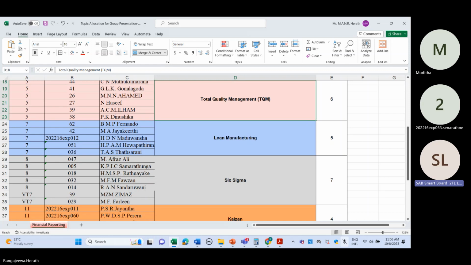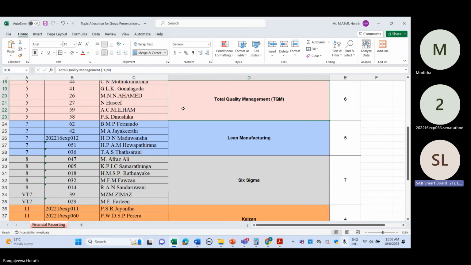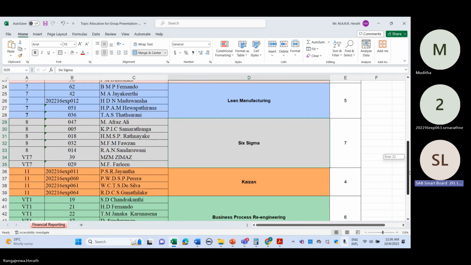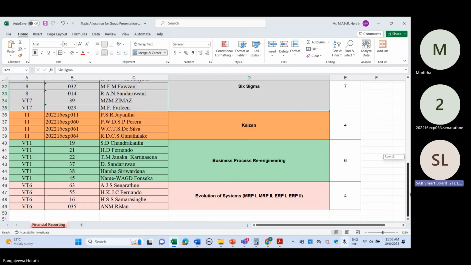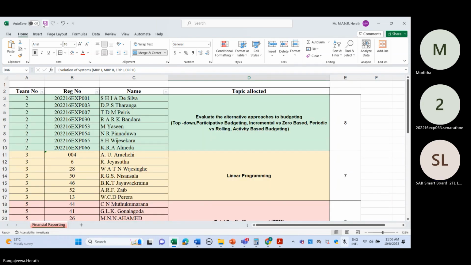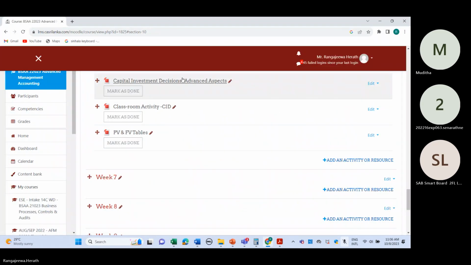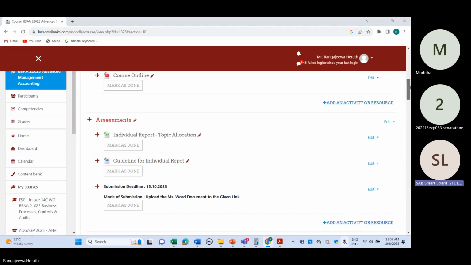Lean manufacturing, these are some management accounting tools like strategic management related operation tools: Six Sigma, Kaizen, business process re-engineering, and evolution of ERP systems, MRP, ERP, right. The topic allocation for group presentation. Upload this also to the LMS.